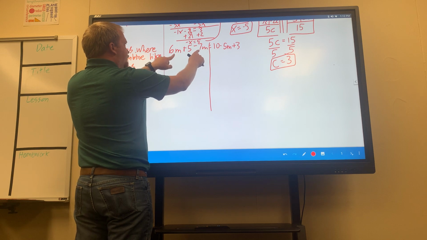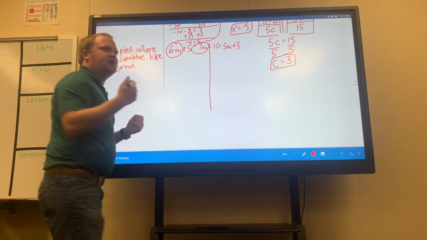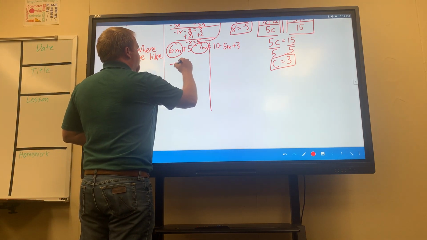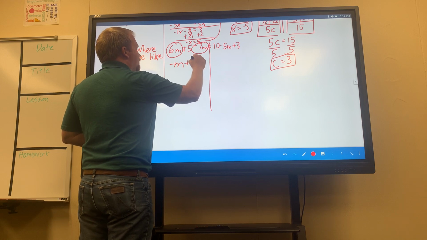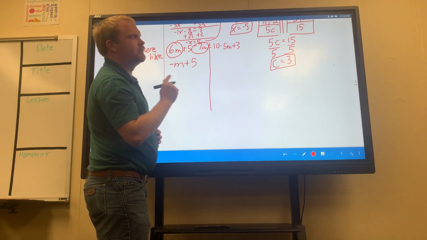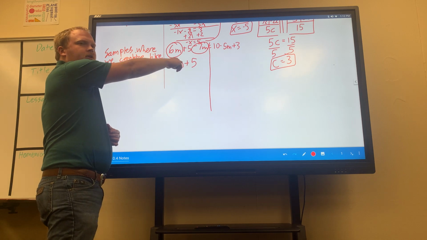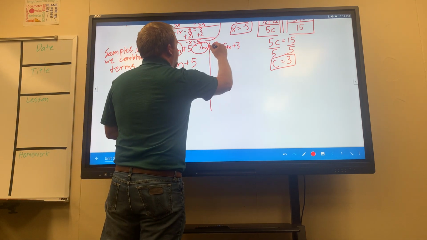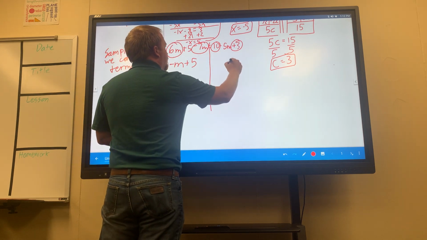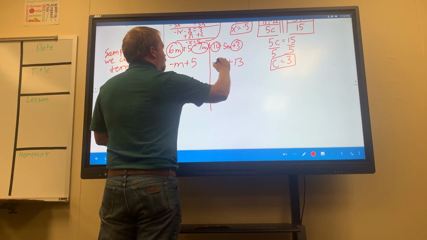On the left side, I got a 6m and a negative 7m that I need to combine. I combine those two, so I'm going to get negative m. I could say negative 1m, but it's just an invisible 1, okay? You don't have to put a 1 there. I don't do anything with the 5, so I just leave it alone. Next, I got a 10 and a positive 3, so I got a positive 13. I don't do anything with the negative 5m, so I leave it alone.